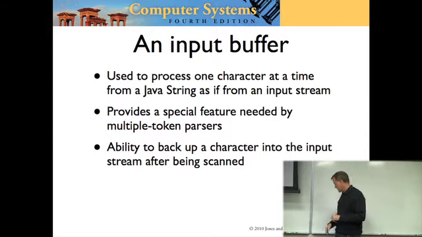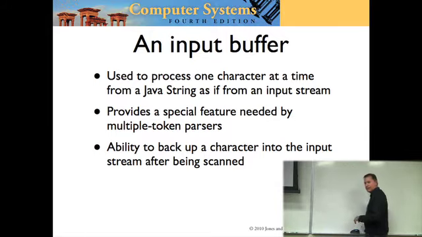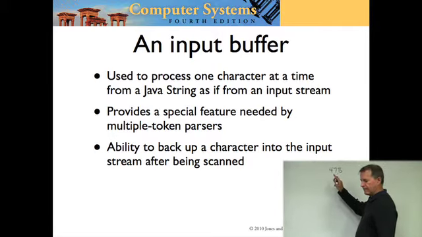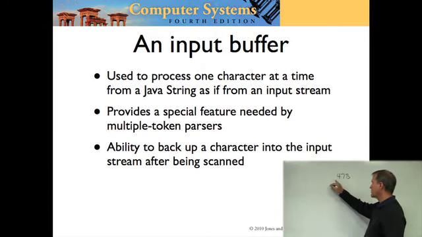Now, do you remember the one in the example, was it 47B? Here's the thing, the one to remember in the example was the 47B, because here's the feature that this input buffer is going to provide. So here's what happens. You scan. Let's remember 47B.